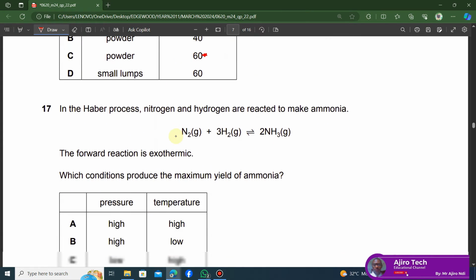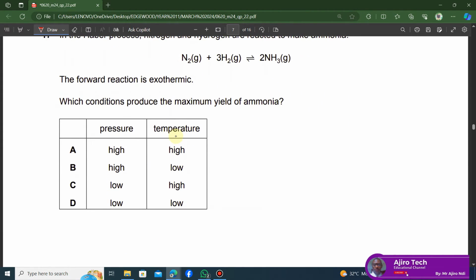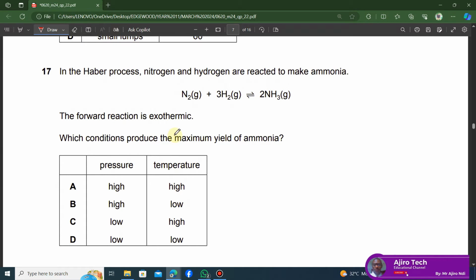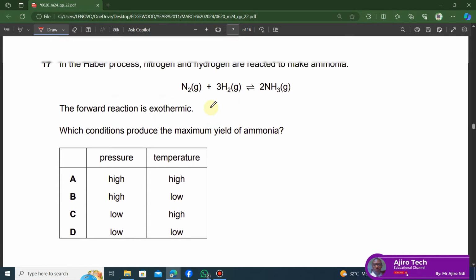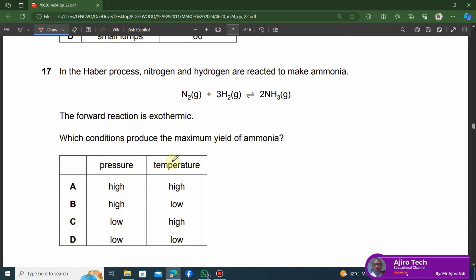Okay, so we go to question 17. Haber process: we know the forward reaction is exothermic. What conditions produce the maximum yield of ammonia? Remember that from the Haber process, when you increase the pressure, it favors the side with lesser volume. The total volume on the left is 4, there's 3 plus 1. The total volume on the right is 2. So if you increase the pressure, you produce more yield of ammonia. So low pressures are off, and we are left with just high pressures.